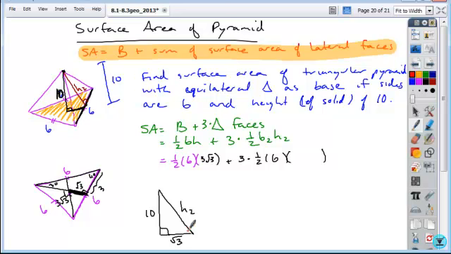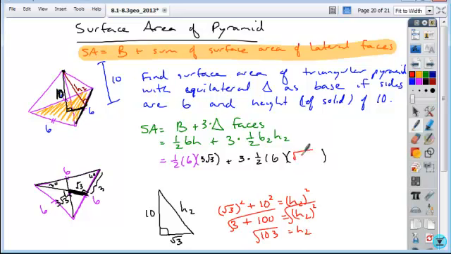So we can use the Pythagorean theorem. √3 squared plus 10 squared is equal to h2 squared. When you simplify, 3 plus 100 equals h2 squared. Combine your terms, extract the square root, and you get h2 to equal √103. And so that's going to give you your final piece of the equation for that total surface area.